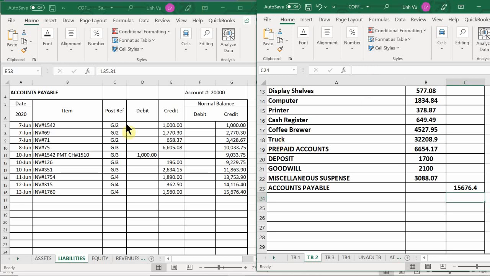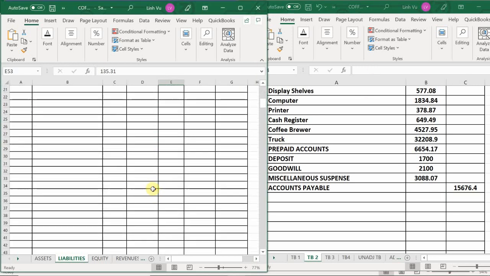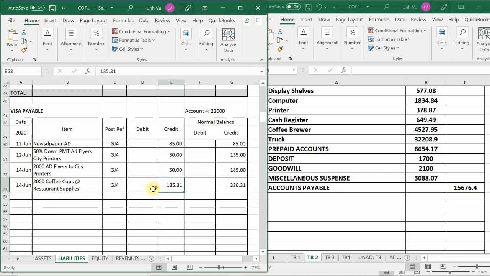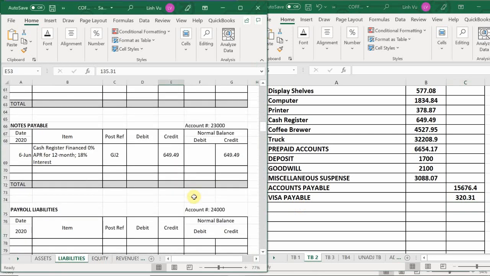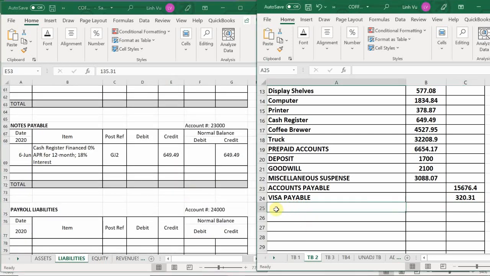15,676.40. Okay. We have a Visa payable for how much? So Visa is 320 and 31 cents. Okay. What else do we have? We have a notes payable for 649 and 49 cents. Okay.